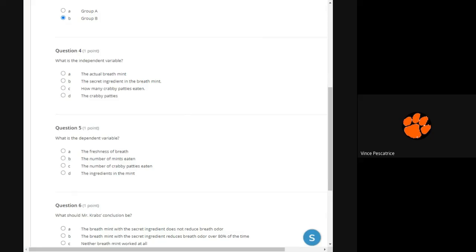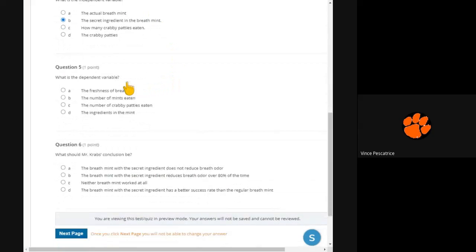Good. All right, much better. He changed the special ingredient. So he added an ingredient to the mint to spice it up, make it better. So that's what he's looking to change. He's looking to see the results from that and compare it to the regular group B. So if they got better results, then you can imply that they came from the secret ingredient.